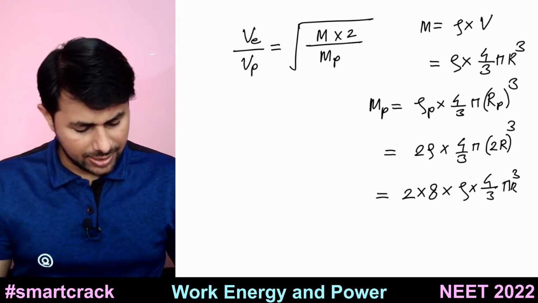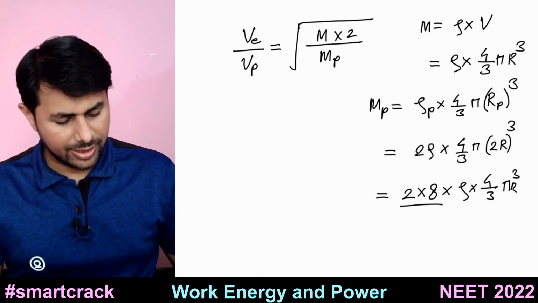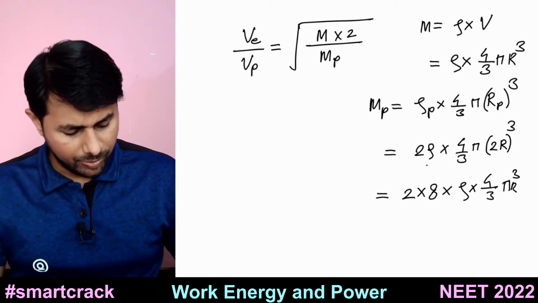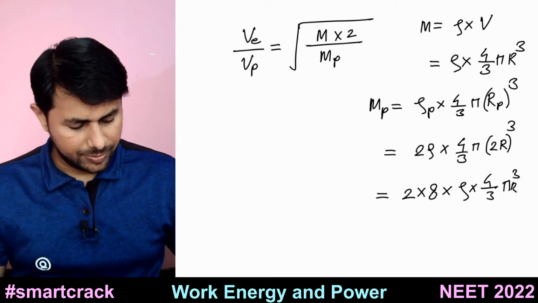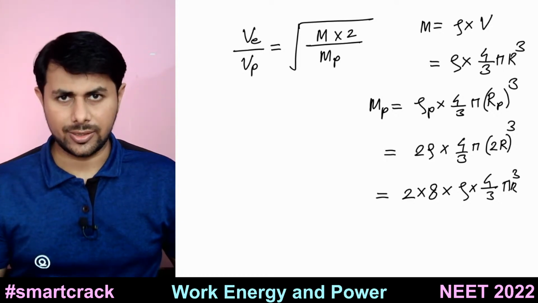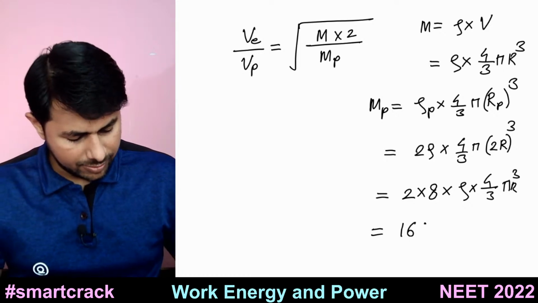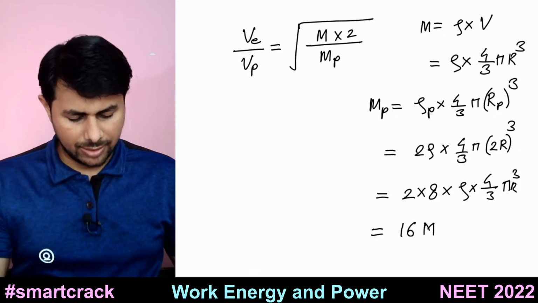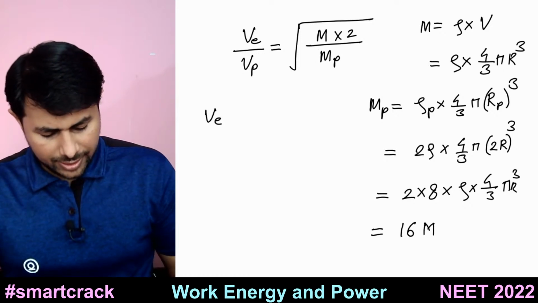Okay, so I can write this as 2 and 8 from here. I will write 2 times 8 multiplied by rho multiplied by 4 by 3 pi r cube. And what is this thing? This is the mass of the Earth. So it is 16 times the mass of Earth, and we can substitute it here. Okay, so let's do that.